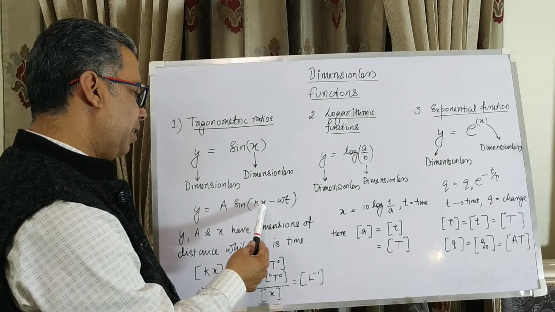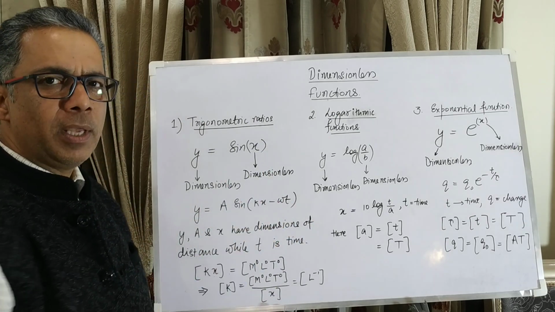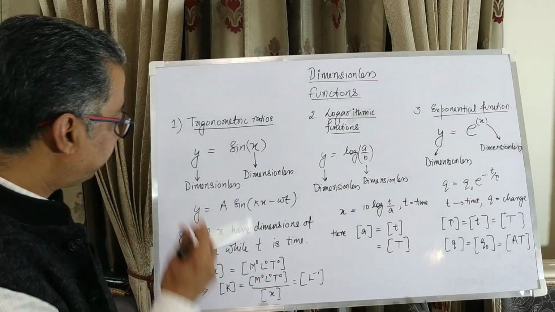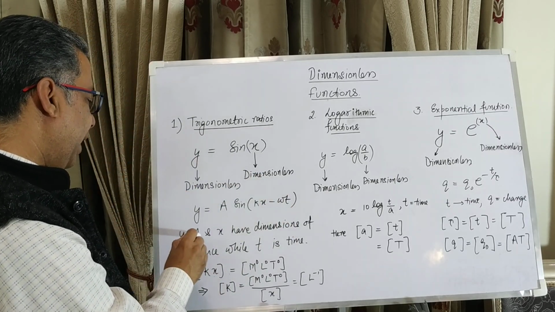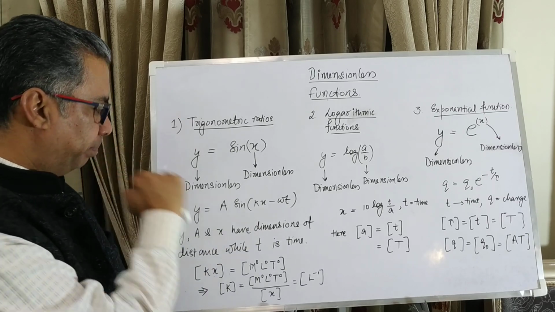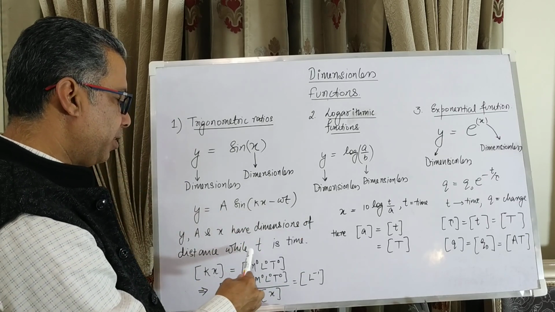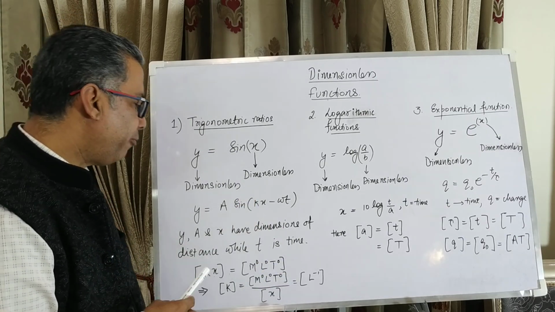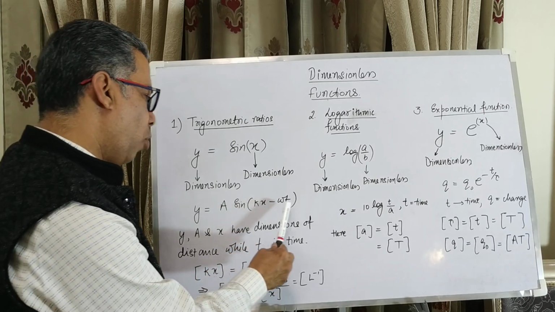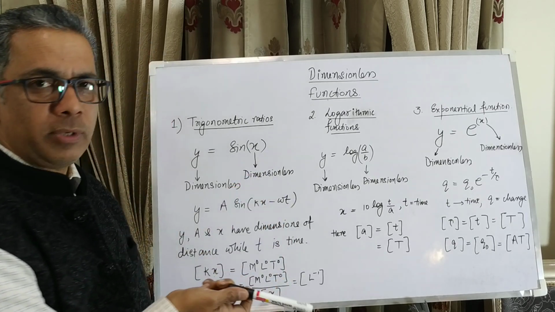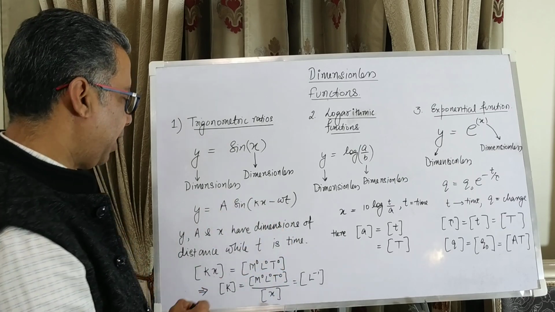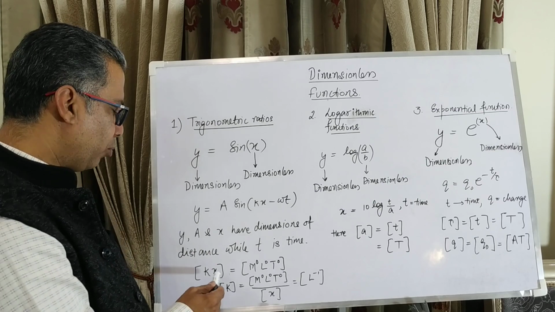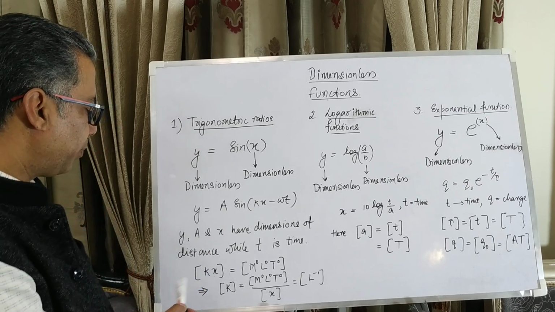y equals A sin(kx minus omega t). This is actually the equation of a wave. Now in this wave equation, y, A and x all have dimensions of distance, while t is time here, and therefore this quantity inside the bracket is actually an angle and therefore dimensionless. Therefore kx should be dimensionless while x has dimensions of length.